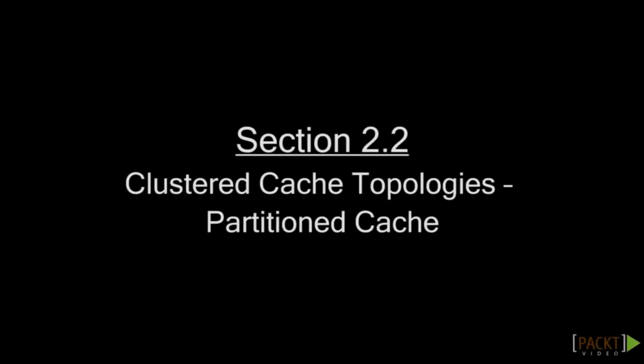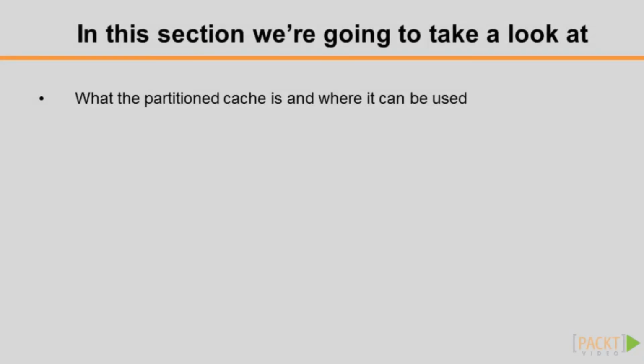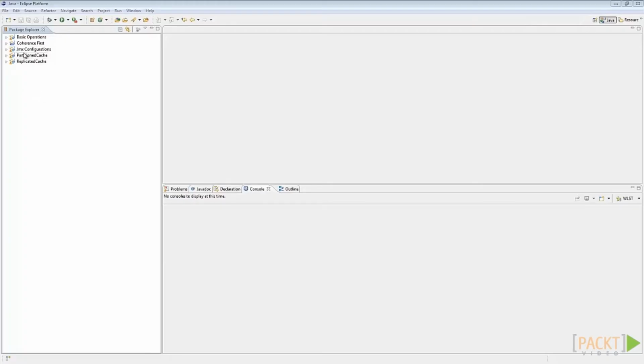In the previous video, we learned how to start a replicated cache and where we can use it. In this video, we'll take a look at what a partition cache is and where it can be used. Partition cache is also known as distributed cache, and Oracle's documentation uses both of these names. Before getting started, you ought to download and extract the partitioned cache operation zip file to your workspace. After you've successfully imported the project in Eclipse, take a look at the cache configuration file.